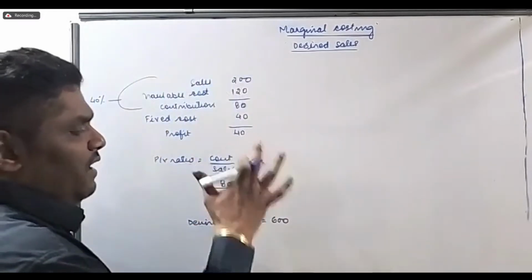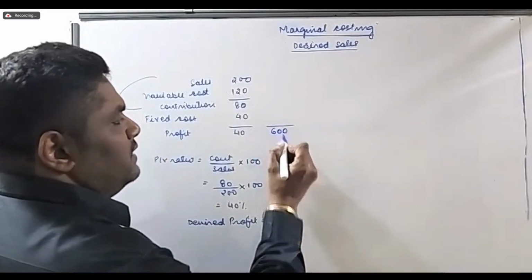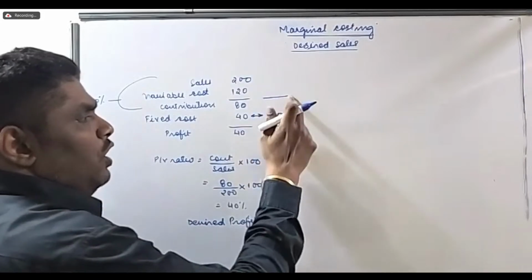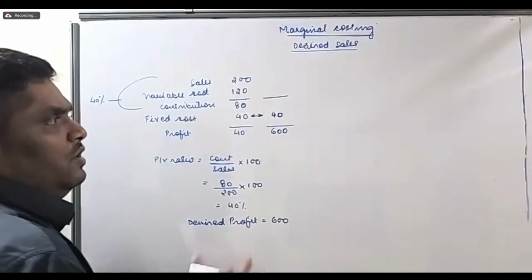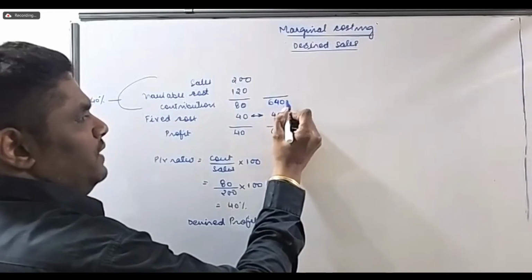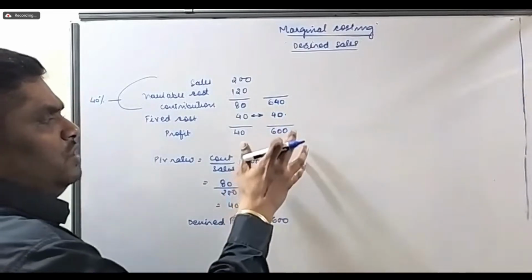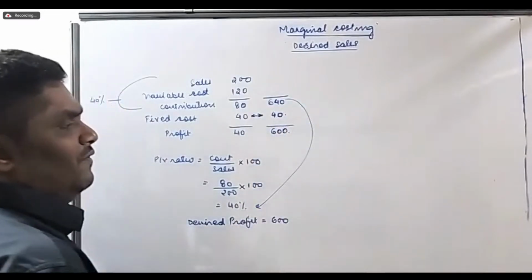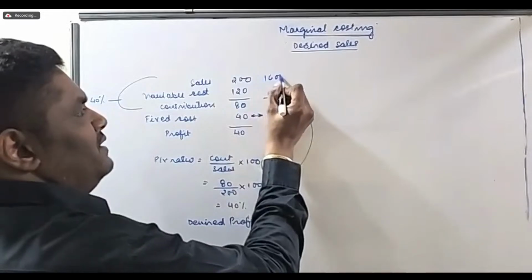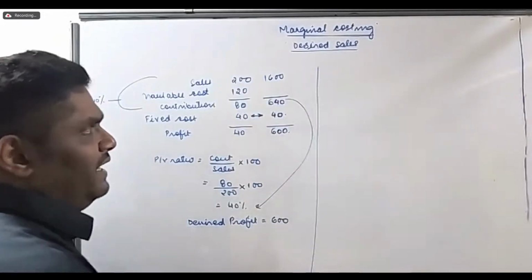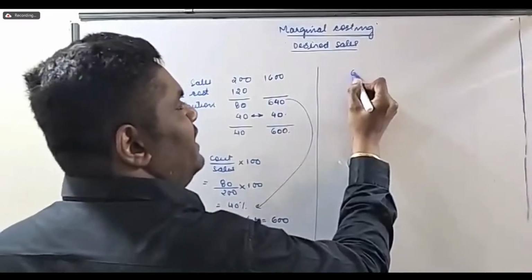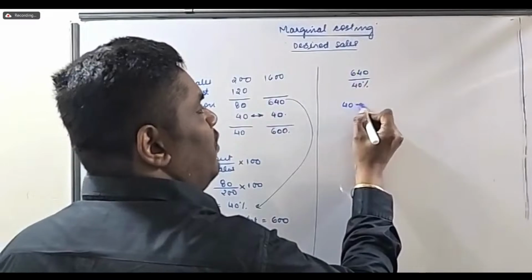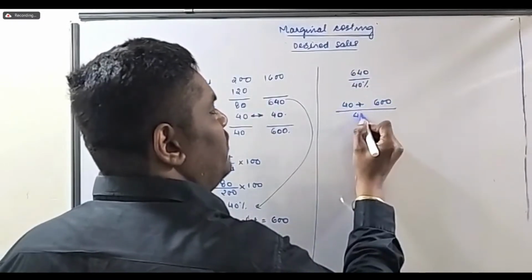Again, see, instead of 40, how much do I want to earn? 600. My fixed cost will always remain constant, that is 40. So contribution minus fixed cost should be profit. So how much will be my contribution? 640, because 640 minus 40 should be 600. So fixed cost plus profit will be my contribution. This 640 is equal to how much? 40%. So how much will be 100%? 1600. So again, what I did, very simple. We did 640 divided by 40%. How come 640? 40 plus 600, divided by my 40%.